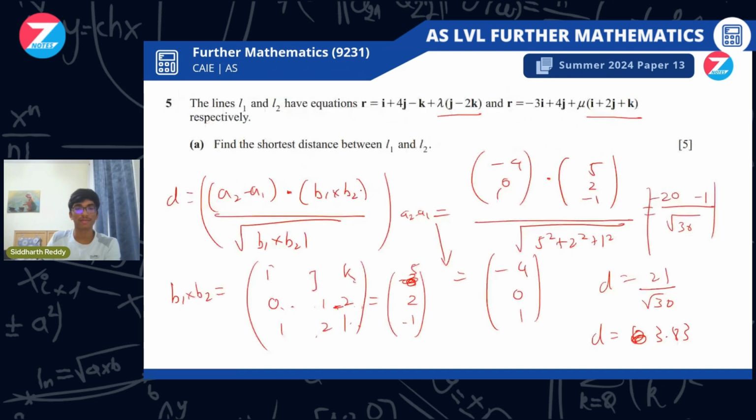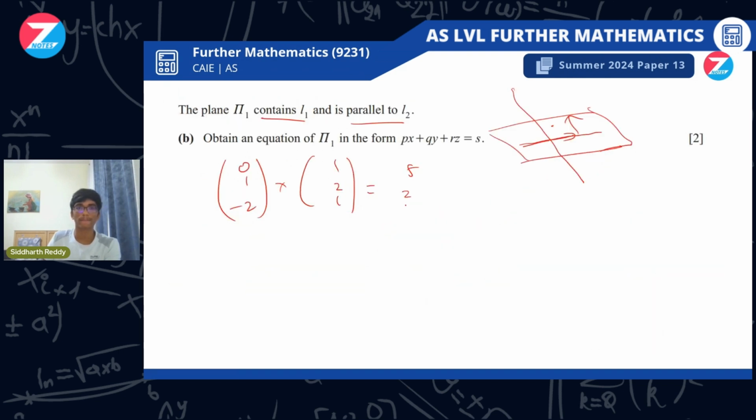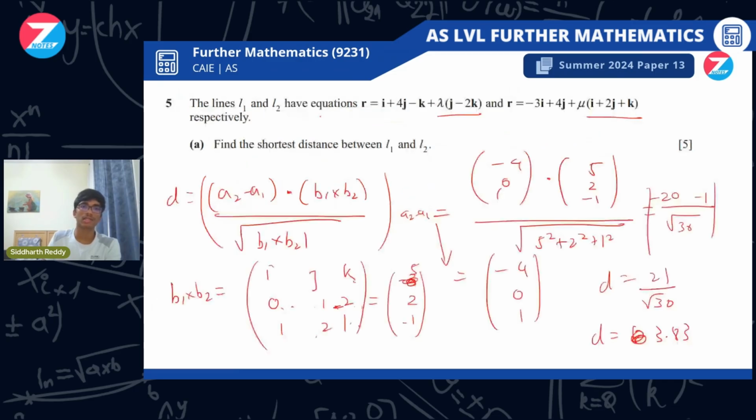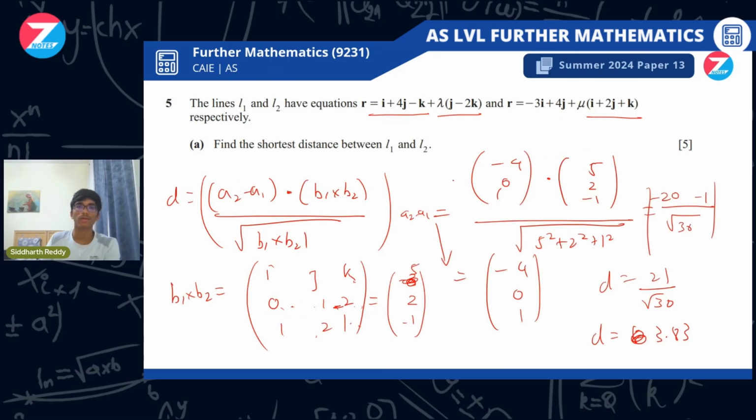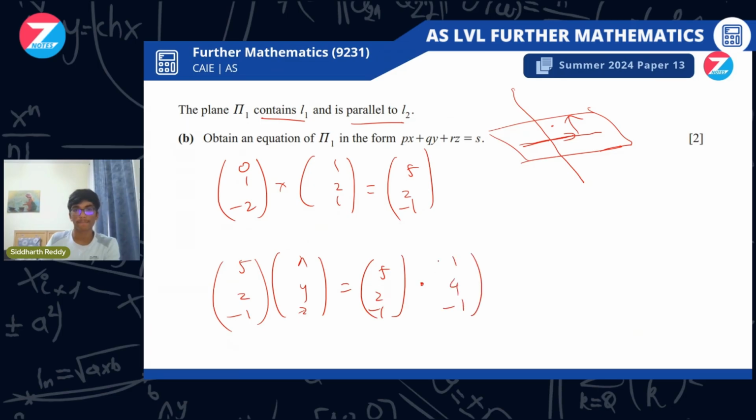We already calculated this previously. It's 5, 2, minus 1. And let's take a point on the plane. Since it contains L1, it's going to contain 1, 4, minus 1 also. So we can do it like this. 5, 2, minus 1 dot x, y, z is equal to 5, 2, minus 1 dot, what's the point? 1, 4, minus 1. So we get 5x plus 2y minus z is equal to 5 plus 8 plus 1.